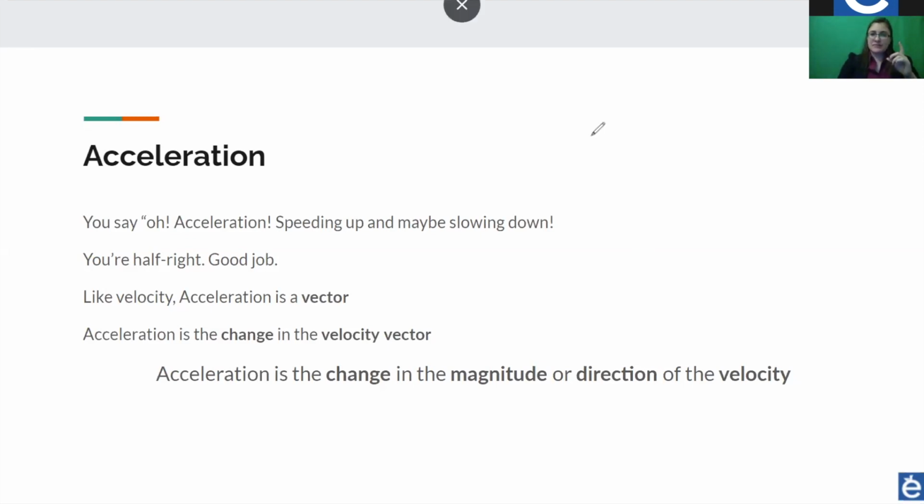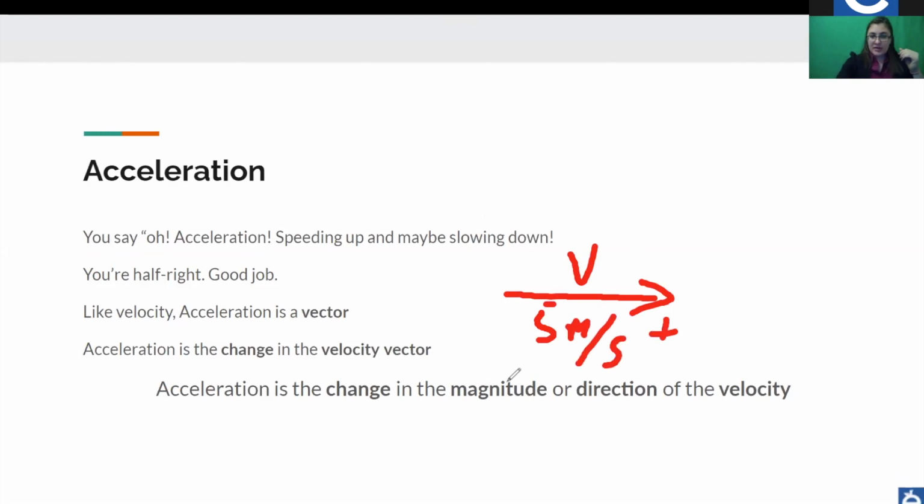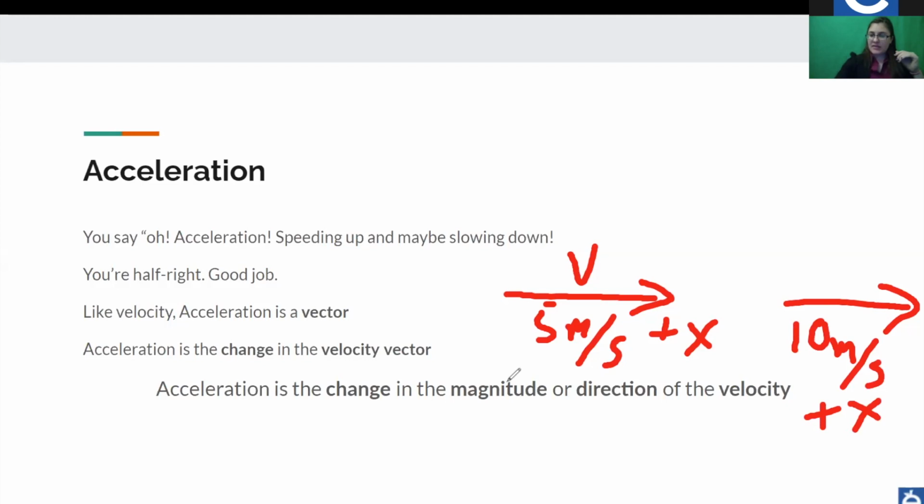So let's say this is your velocity vector. Let's say your velocity vector is 5 meters per second in the positive x. And then over here, let's say it travels a certain amount. And then over here, it's 10 meters per second in the positive x. So it got faster. It accelerated.